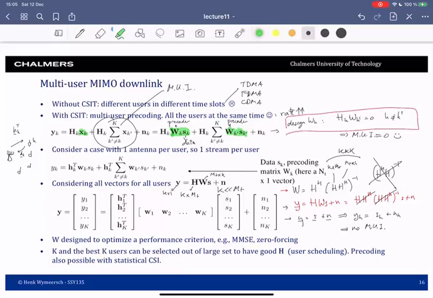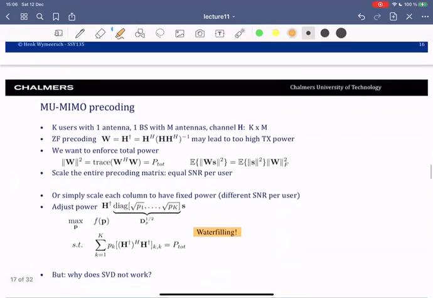Now, this may seem very nice. There is one problem here, that we need to make sure that we don't send with too much transmit power. So this W affects the transmit power. A way to see this is that if the channel is poorly conditioned, this inverse will explode and then you will use too much transmit power. So we need to make sure that we don't use too much transmit power, and this will be done in the next slide.